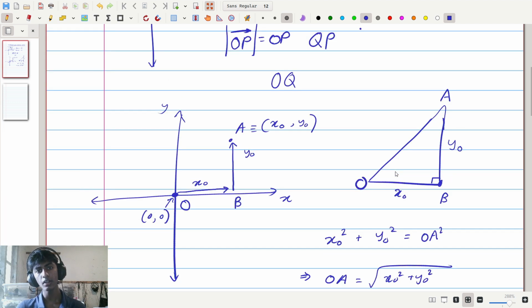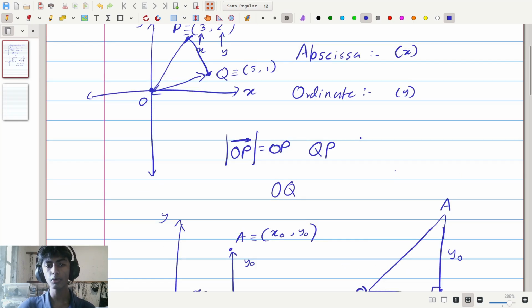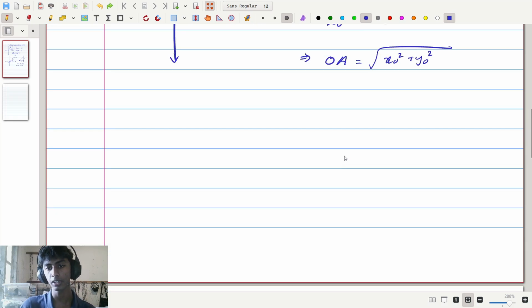Pretty simple, pretty easy, and a very nice relationship. But this is only one point relative to the origin. What if we have two different points, like in this example above? What if I want to find the distance QP? How would I do that? Well, let's explore that real quick.